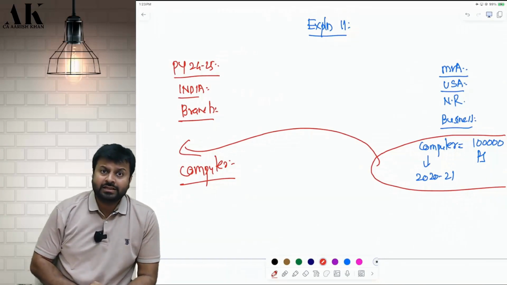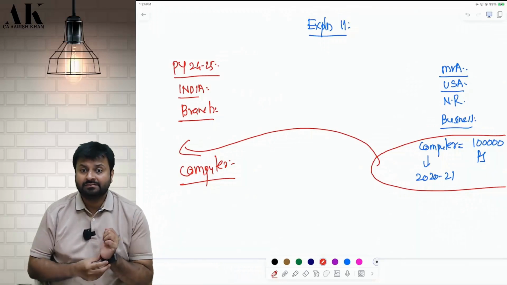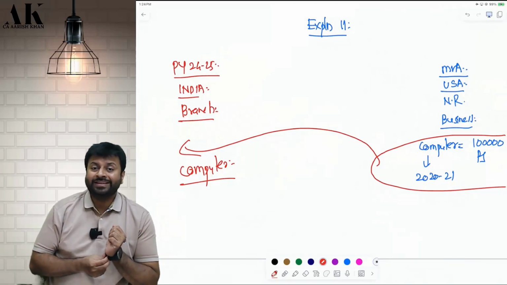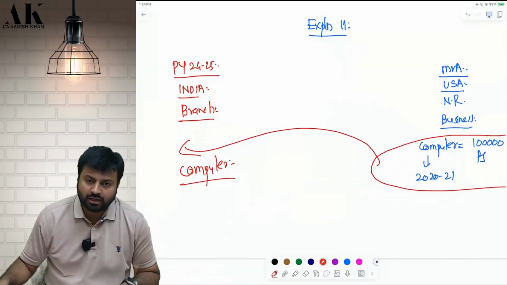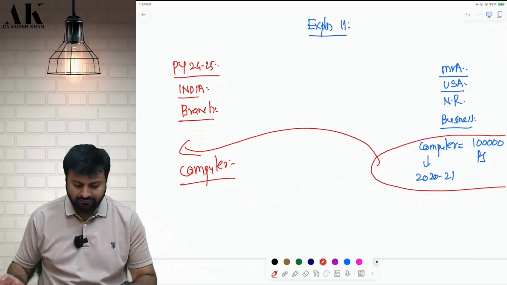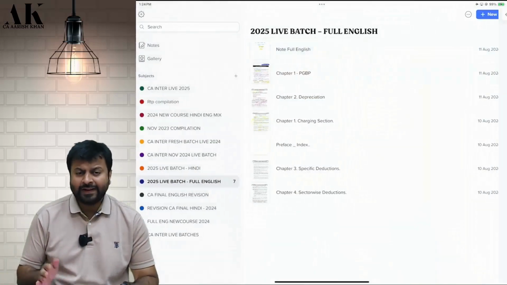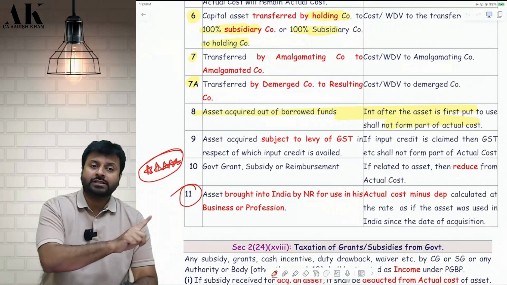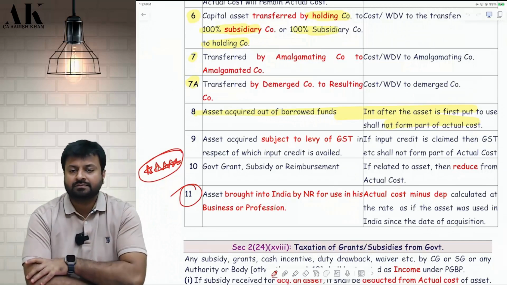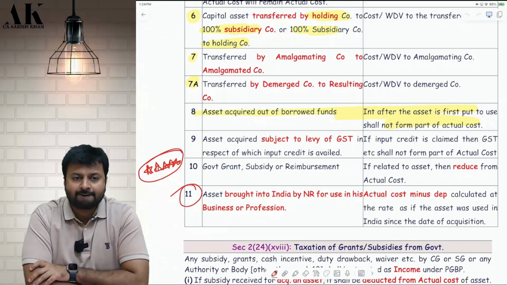Will this computer be eligible for depreciation? The answer is yes. So the question is, what will be the actual cost of this computer? If a non-resident is bringing an asset into India for the purpose of business and profession, then what will be the actual cost is given in explanation 11. Read it, please.